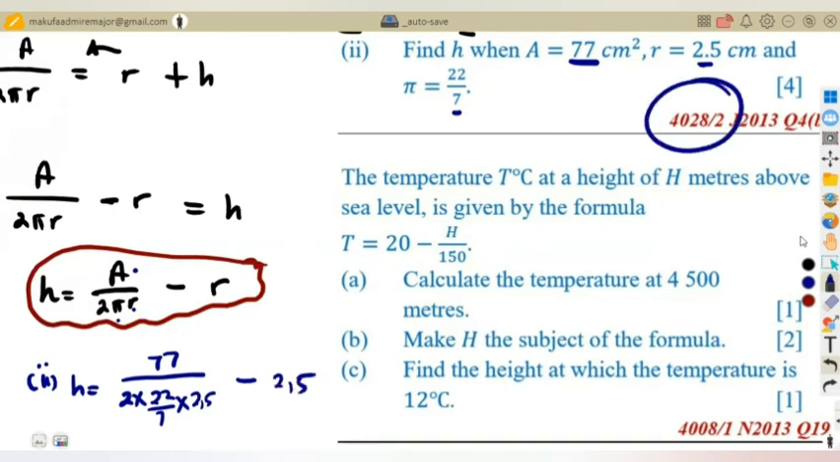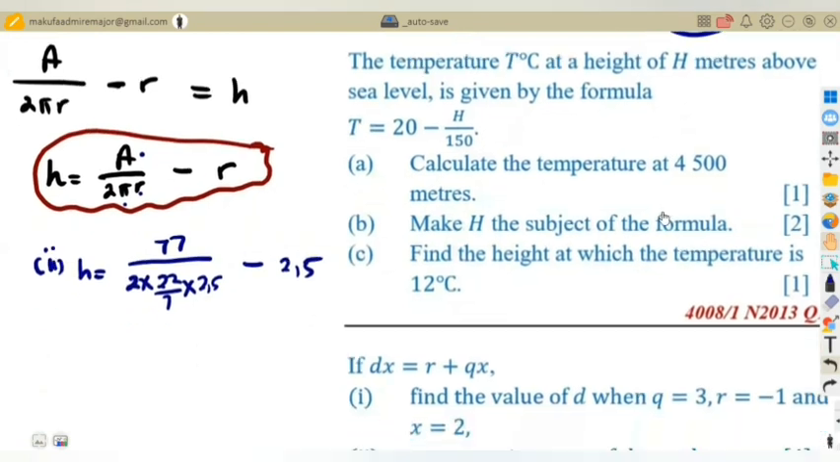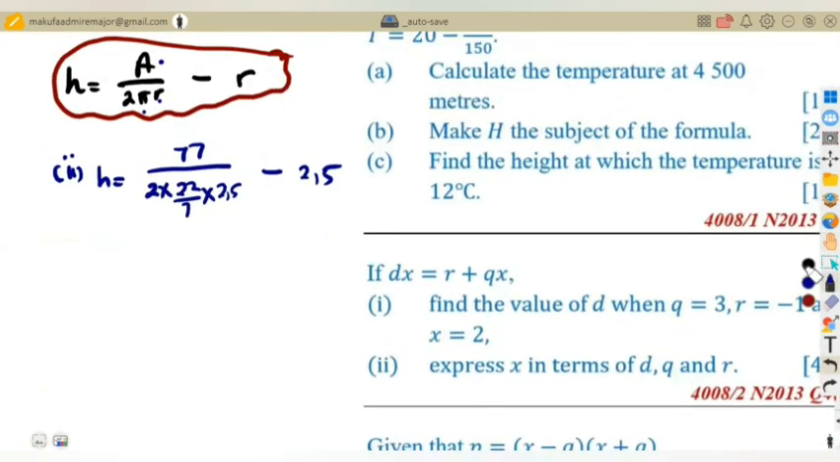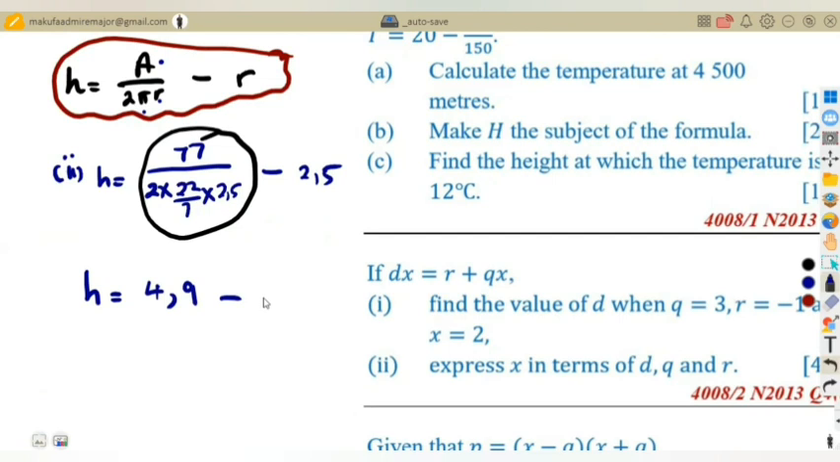This is paper 2. Use your calculator at once. Take advantage of your papers. If you're in paper 2, take advantage of that. Use your calculator to simplify this whole thing that we see here. So we are going to obtain 4,9 from the whole of this part, minus 2,5. So if you subtract, you are going to obtain 2,4.